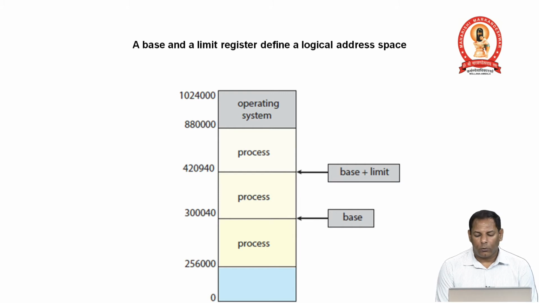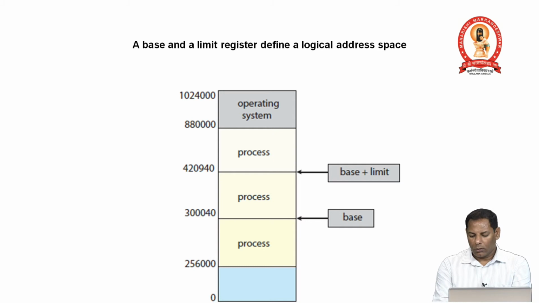The runtime mapping from virtual to physical address is done by the memory management unit, MMU, which is a hardware device. MMU uses the following mechanism to convert the virtual address to a physical address. The value in the base register is added to every address generated by the user process, which is treated as an offset at the time it is sent to memory. For example, if the base address value is 10,000, then an attempt by the user to use address location 100 will be dynamically relocated to 10,100. So this is the mapping which is used. The user program deals with the virtual address; it never sees the real physical address.